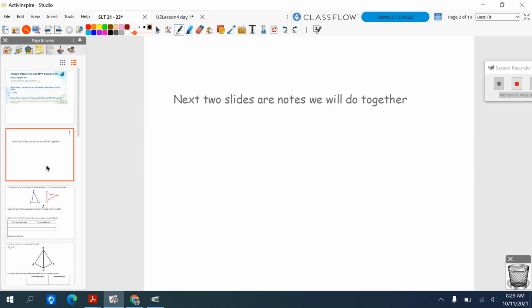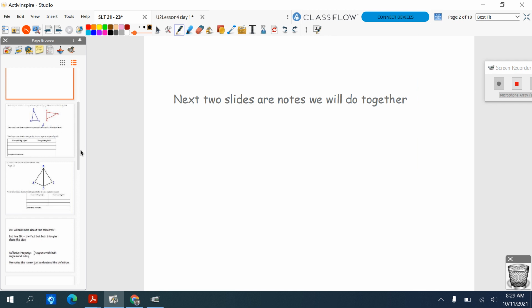So the next two slides we're going to do together. I'll give you a second, hopefully you have your new packets. You don't have to bring in your old packets, but do not throw them out. We're in Unit 1, Topic 3.